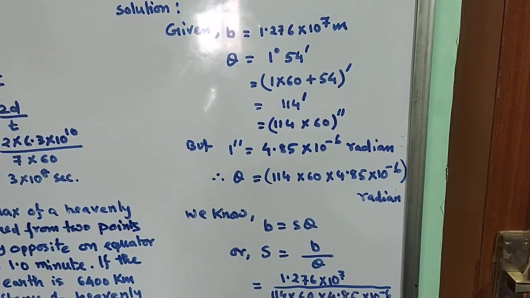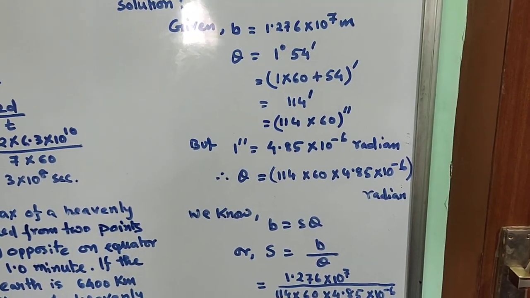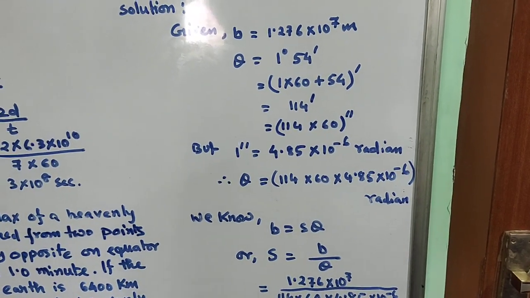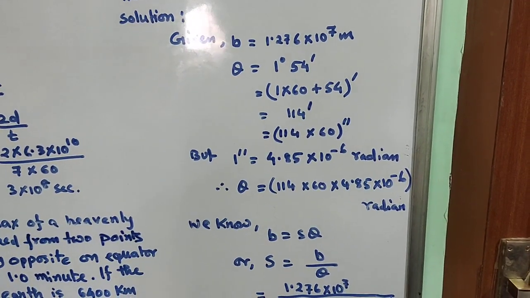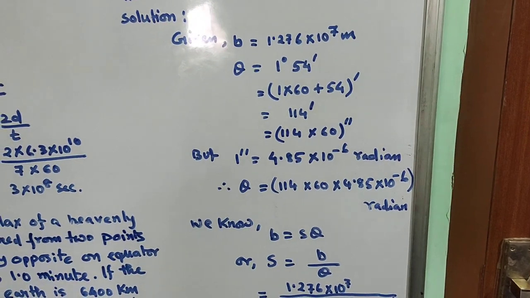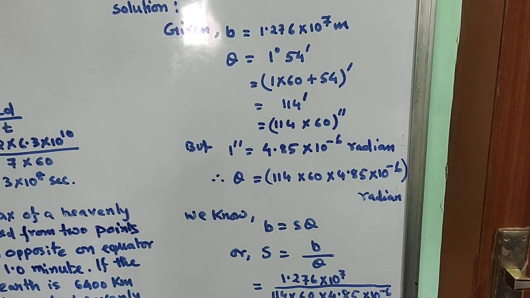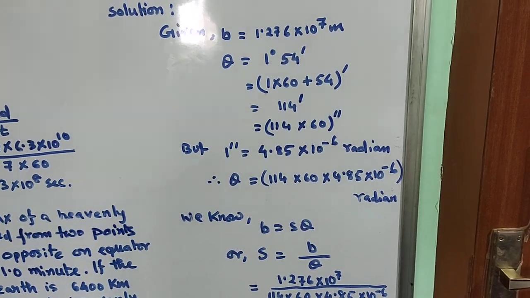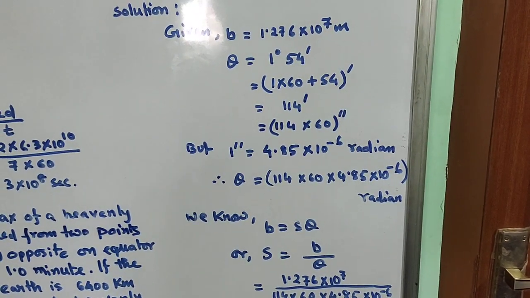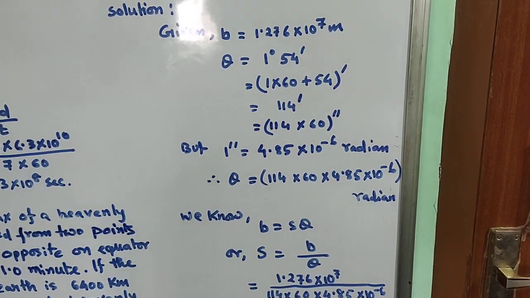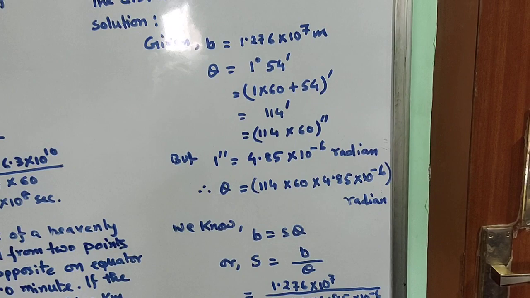Now this is your known formula, B equal to S theta. B is your basis, not base, basis. It is nothing but the distance between the two points of observation, and S is the distance from the object to the point of observation, and theta is the parallactic angle. Theta is the angle made by the two directions of observation with respect to the basis. So S is equal to B by theta. So S is your distance.